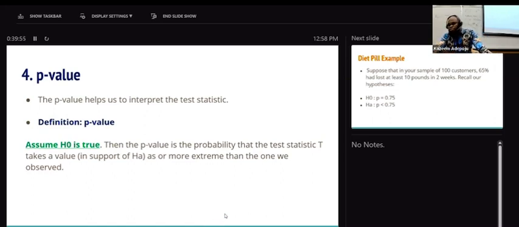So what we're going to do is compare the p-value with the level of significance. And this is the decision rule. When the p-value is less than the level of significance, we will reject H0. When the p-value is greater than the level of significance, we're going to fail to reject H0.